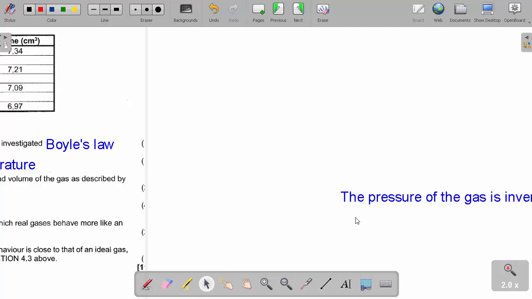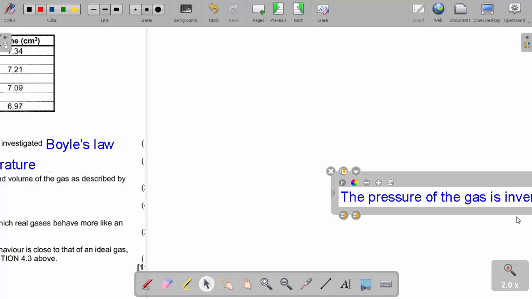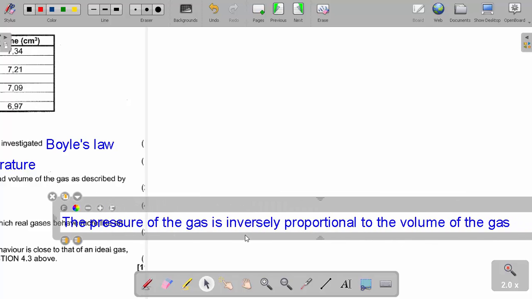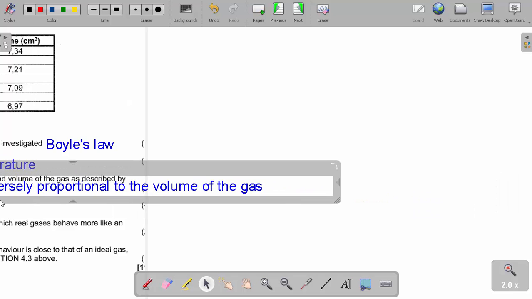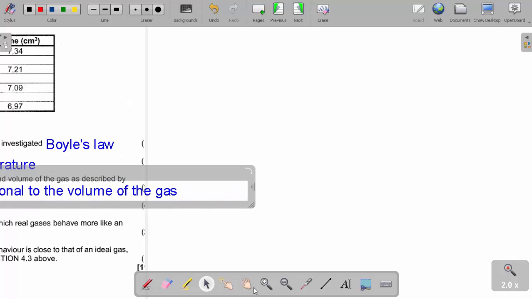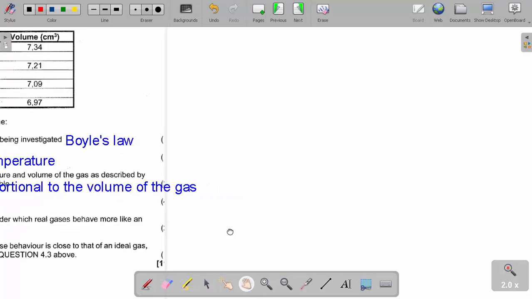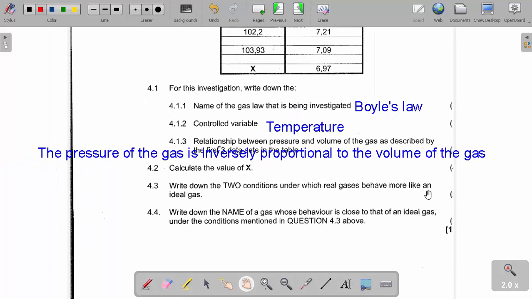So we said that the pressure of the gas is inversely proportional to the volume of the gas. That's our answer here. We're saying that the pressure of the gas is inversely proportional to the volume of the gas. Hope we are together.